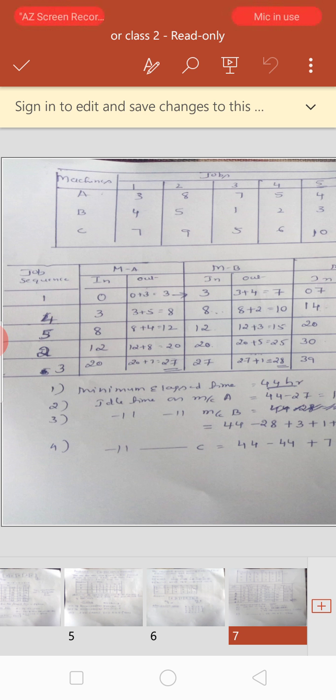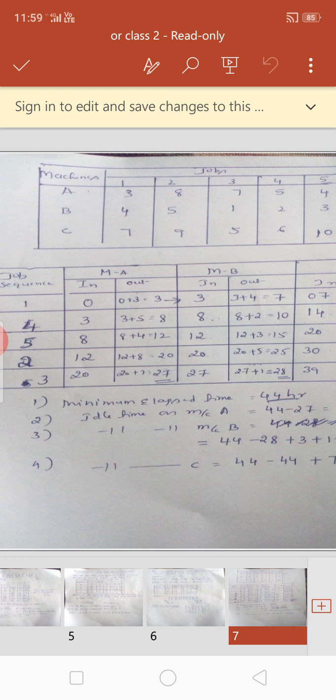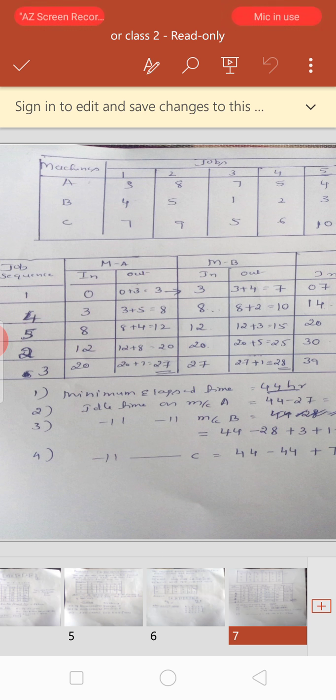I cannot write 15 as a starting time for job 2. I should write the starting time for job 2 as 20 now. After 20 hours only, job 2 is going to be received on machine B. That's why I have to write the starting time as 20. How much time it is going to be performing on machine B is 5 hours.